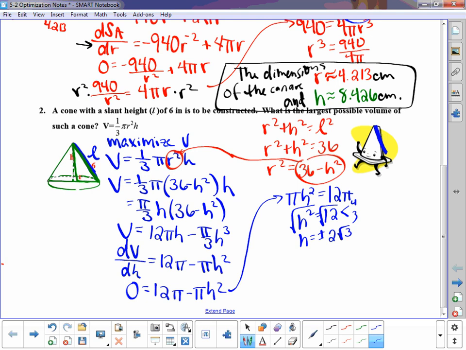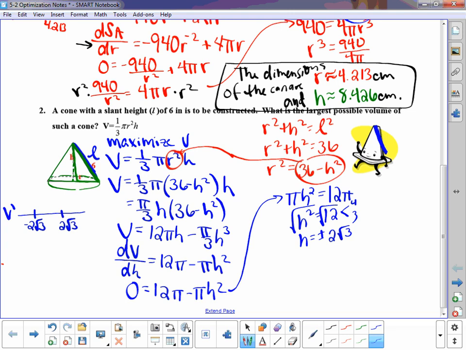So when I go to test that on my number line, again, I'm doing this with my derivative of volume. I'm testing negative 2 root 3 and positive 2 root 3. Now, before we do more work than we have to, let's pause and think about the context of our situation here. What does h represent? Height. So what we just said here is my height could be either positive 2 root 3 inches or negative 2 root 3 inches. What's the issue with that? I can't have a negative height.